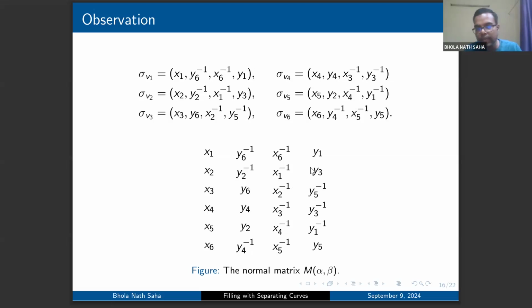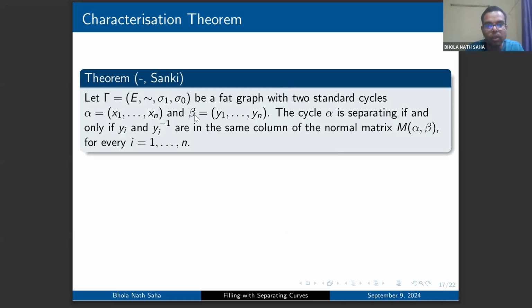So observing this particular example, we have proved a general result. The result is as follows. Suppose we are given a fat graph with two standard cycles, x1, x2, ..., xn, and y1, ..., yn. The cycle alpha is separating if and only if yi and yi inverse are in the same column of the normal matrix M of alpha beta for every i equal to 1, 2, ..., n. The proof is in the same way as in the example. I have not included the proof due to time constraints.